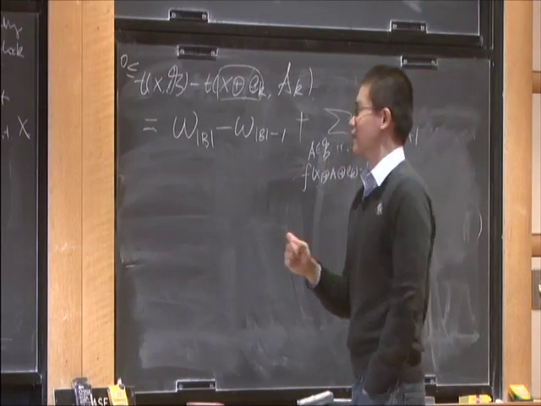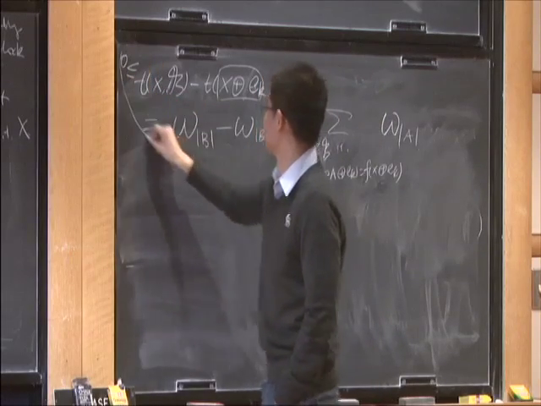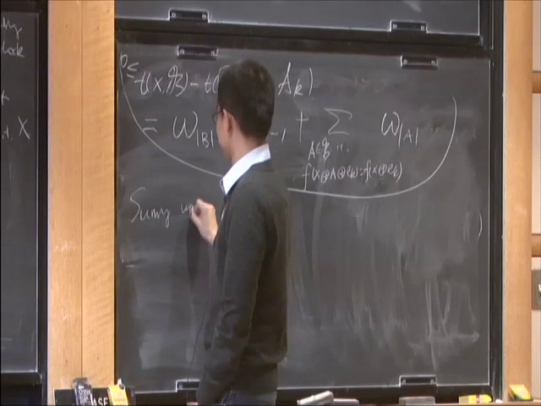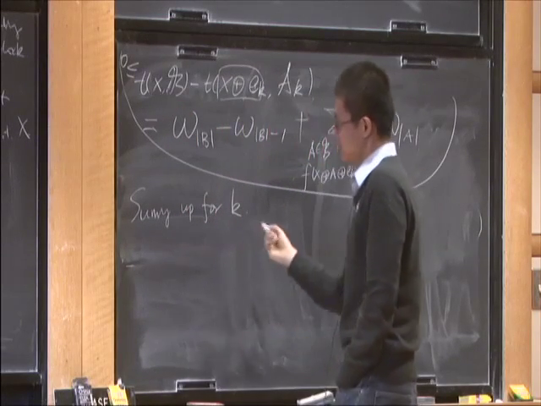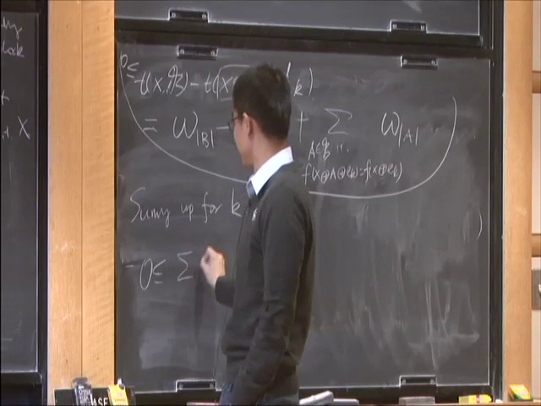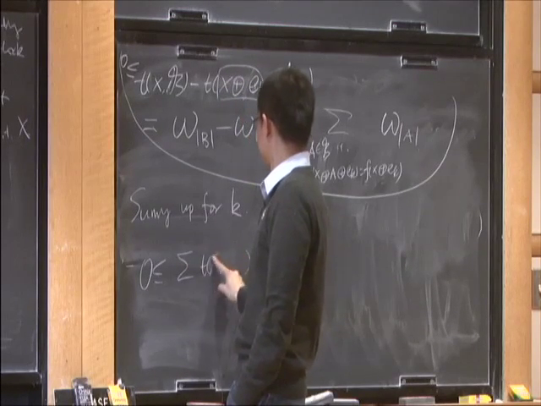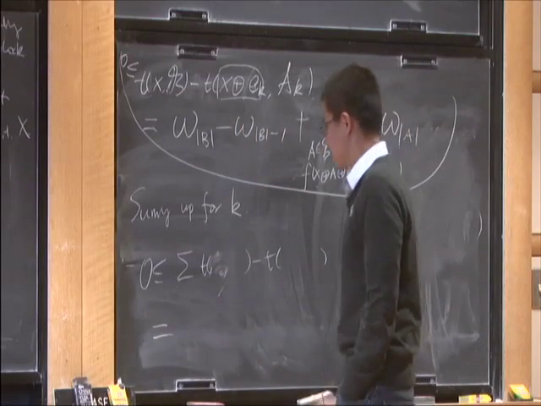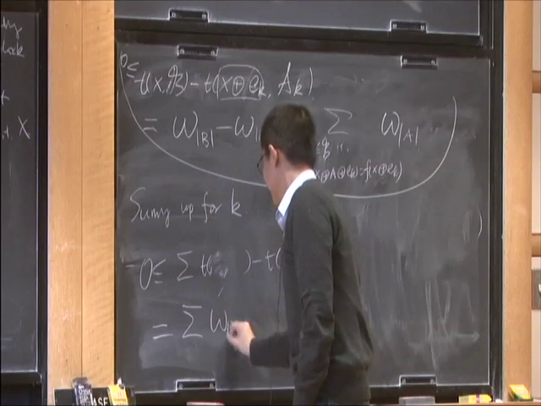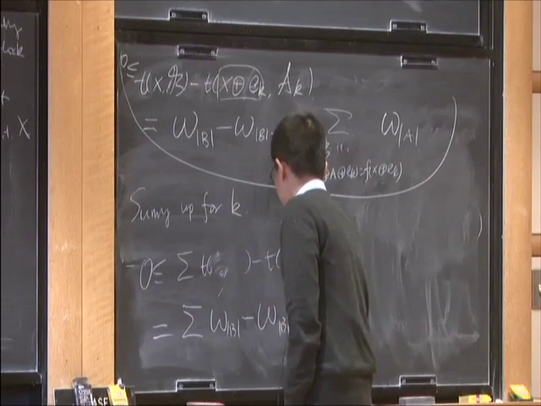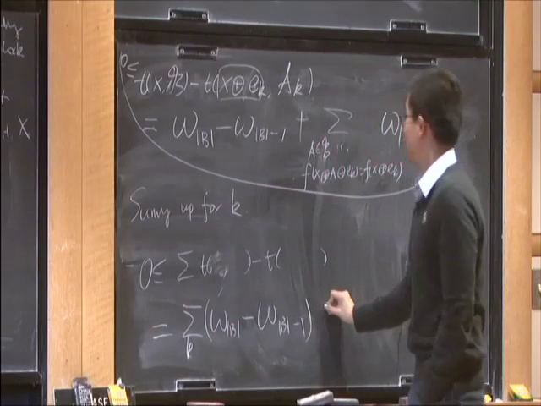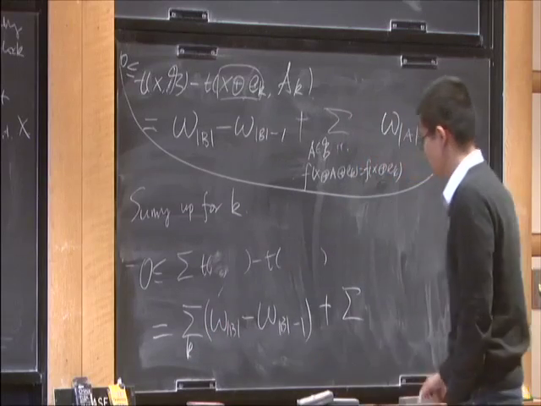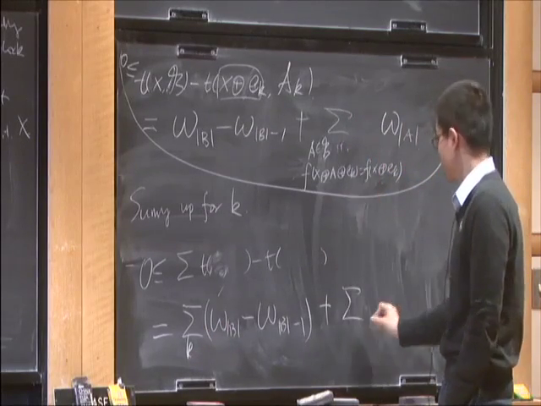So now what we can do next is we sum up this inequality for every K. What we get is that 0 is bounded by the sum of this difference. Something minus something, doesn't matter. So this is equal to the sum of WB minus 1 plus, where B is the blocks that contain K. And here is this thing, I will just write it down.